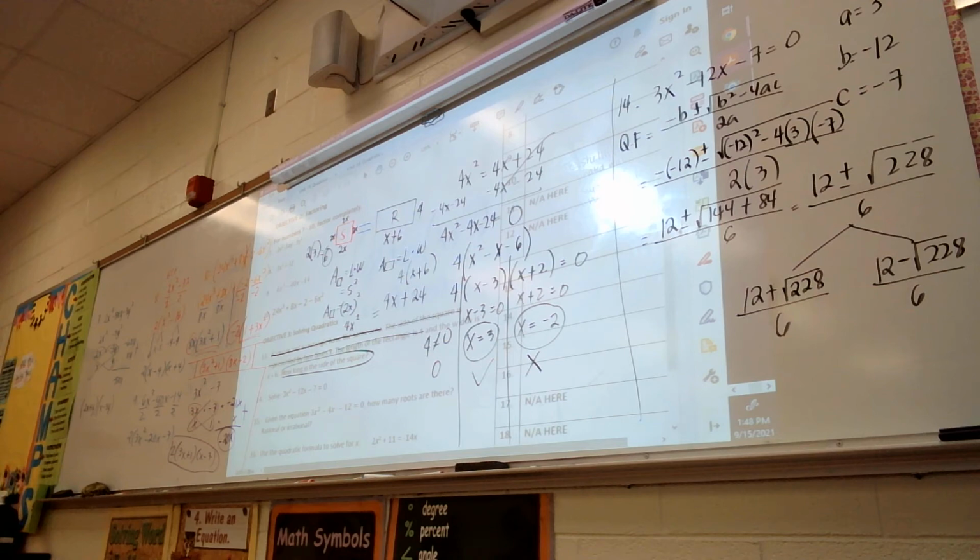There are two. That's correct. Yeah, because at some point, a square root always represents two sets, okay? One for positive.